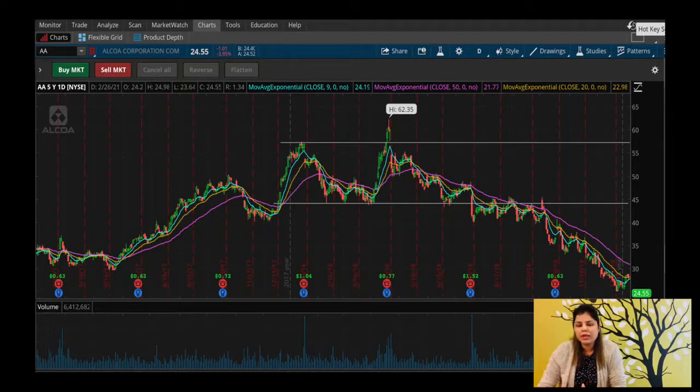Notice the false breakout at 62.35. It could have been that the stock would continue to rise had the volume been significant. But we see a declining volume compared to the previous peak formed. The double tops are at 57.23.